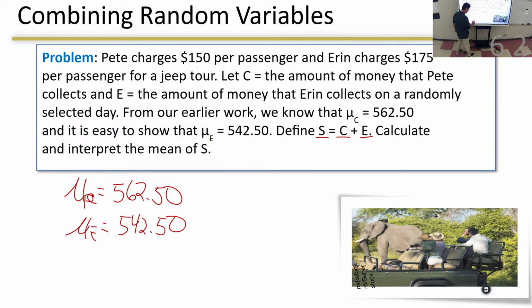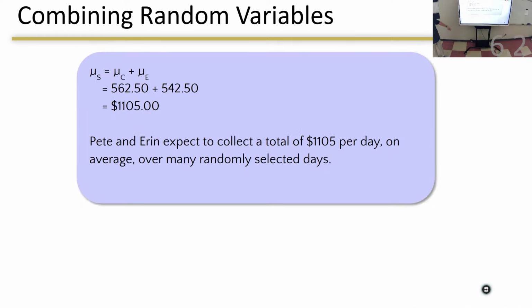We're just going to add those two together, and that's going to be the combined total amount of money. Mu sub S is equal to mu sub C plus mu sub E: 562.50 plus 542.50. Show your work, guys, show that mathematical operation. I have seen AP give students credit even with a wrong number right there, because they know what to do, but if you just have the answer down here naked, they may not give you credit.